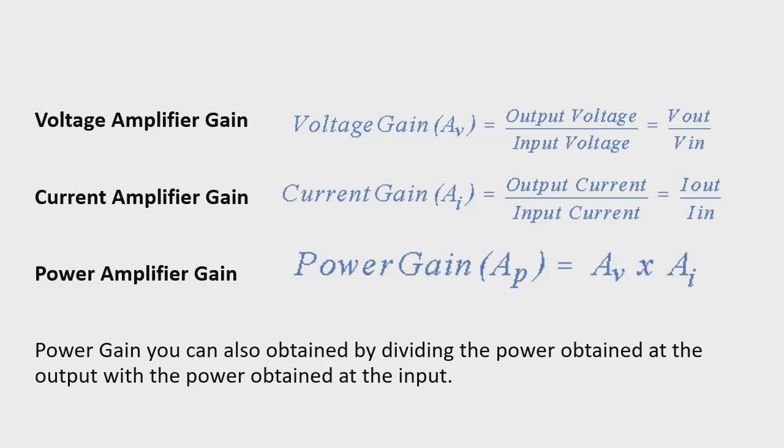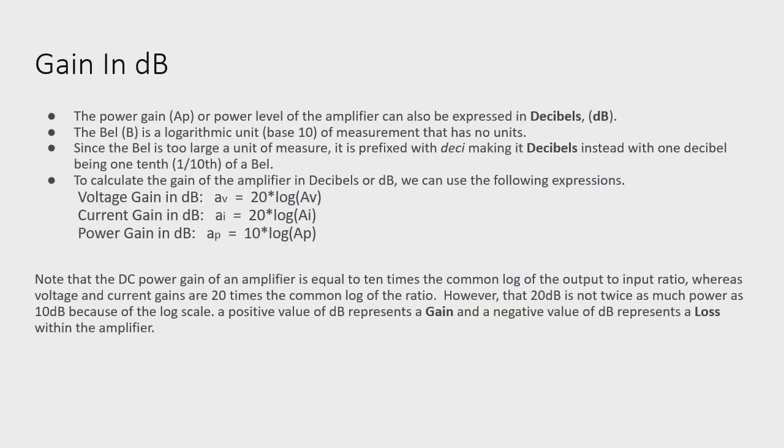Power gain can also be obtained by dividing the power obtained at the output with the power obtained at the input. The power gain or the power level of the amplifier can be expressed in decibels. Bel is a logarithmic unit of base 10 of measurement which has no units. Since bel is too large a unit to measure, it is prefixed by deci, making it decibels. A decibel is only one tenth of a bel.